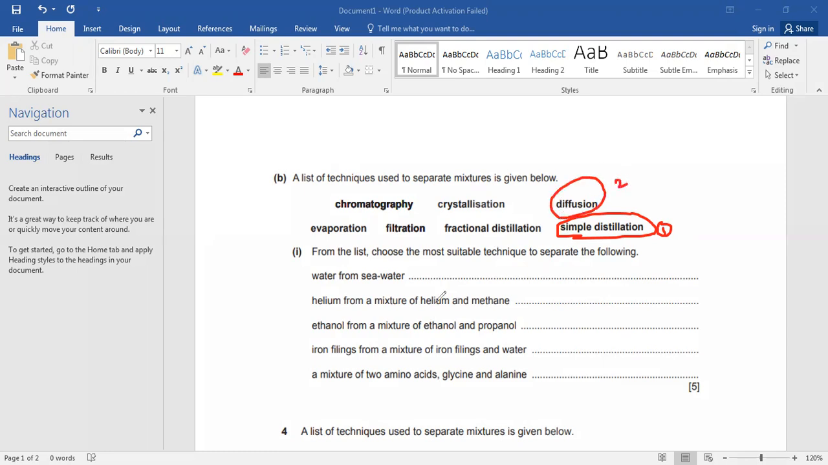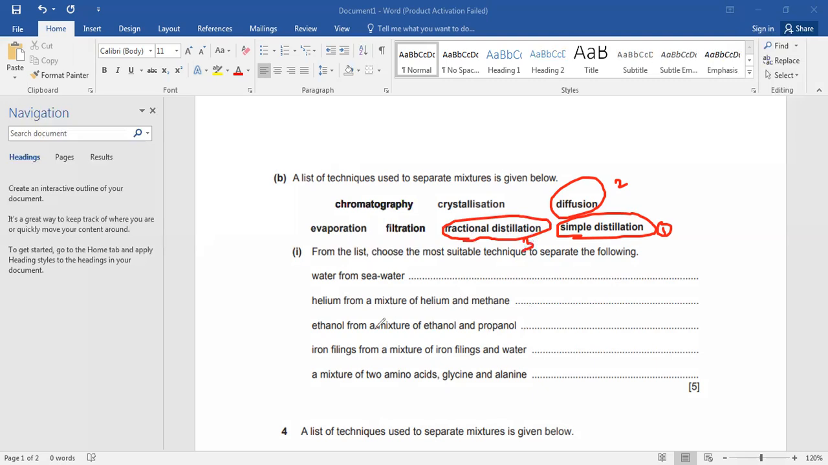Number 2. Then ethanol from a mixture of ethanol and propanol. So ethanol and propanol, both are liquid, right? Ethanol has a lower Mr value than propanol. In the sense, you can use fractional distillation, which means they have different boiling points, right? So you can use fractional distillation for liquids, right?